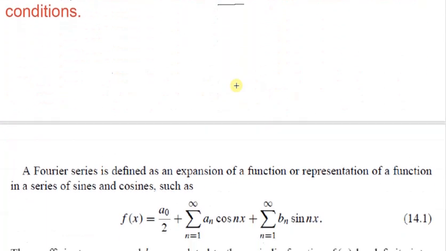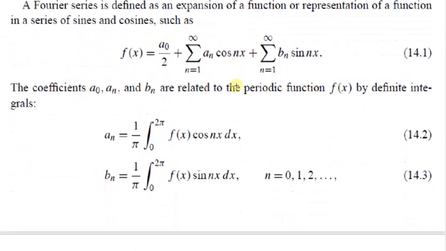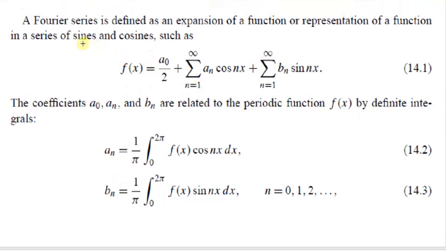Now let us define Fourier series as an expansion of a function, or representation of a function in a series of sines and cosines. So f of x is equal to a0 by 2 plus summation n is equal to 1 to infinity an cos nx plus summation n is equal to 1 to infinity bn sin nx. So this is the definition, and here what are a naught, an, and bn.